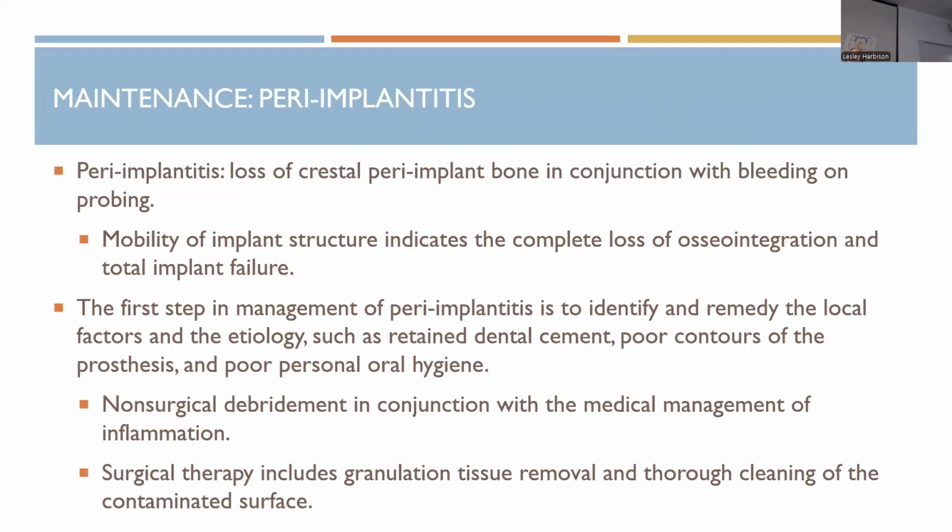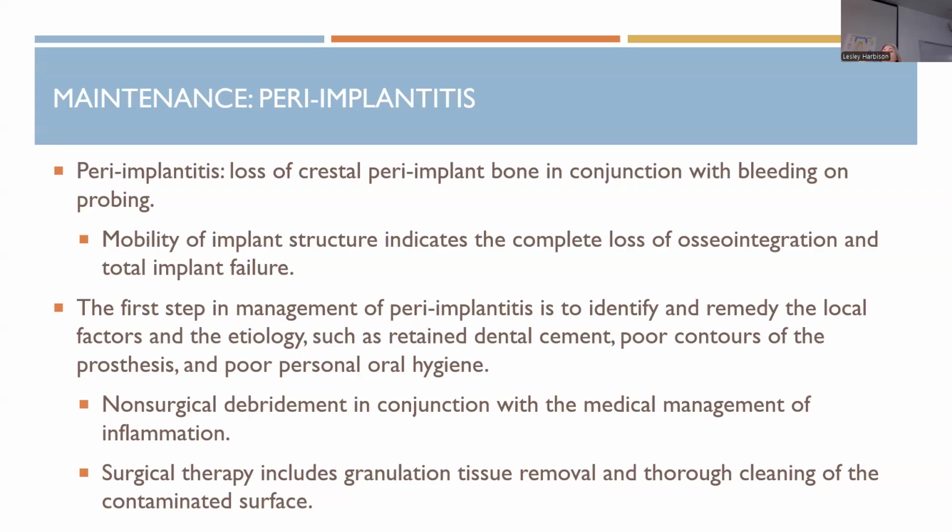Maintenance for peri-implantitis: loss of the crestal peri-implant bone in conjunction with bleeding, and mobility of an implant. If an implant is moving, it has failed. So we don't have implant mobility like class 1, class 2. No, if it's moving, it's failed. The first step of management of peri-implantitis is to identify and remedy any local factors. Is there cement there? Is there calculus there? Is there just a lot of bacteria that the patient isn't removing?